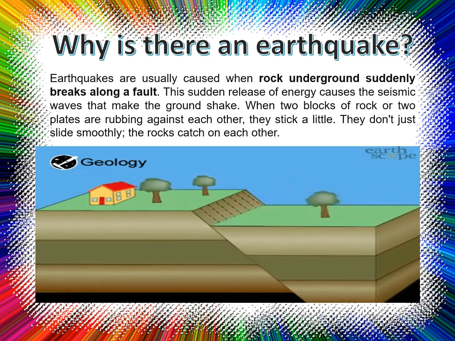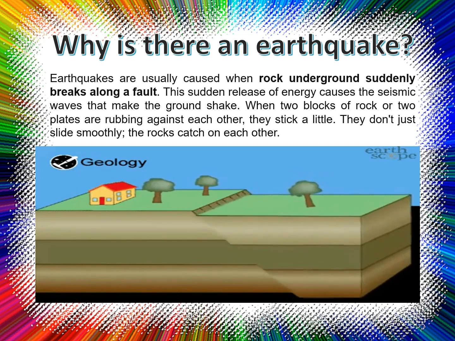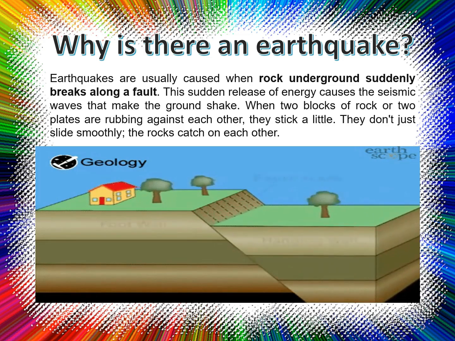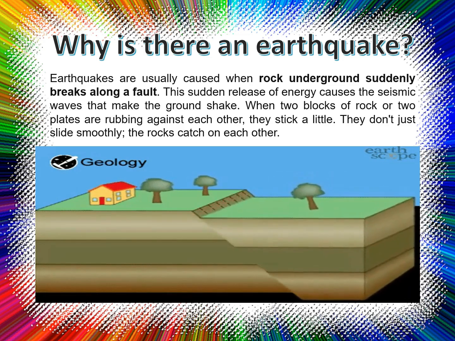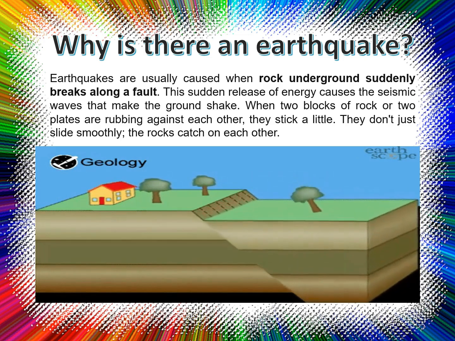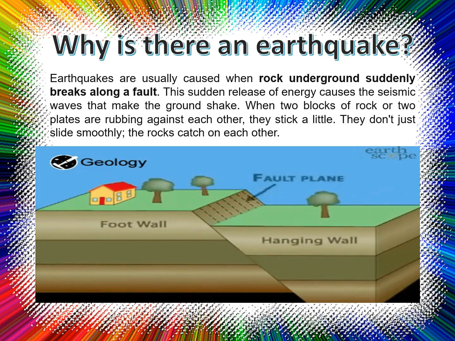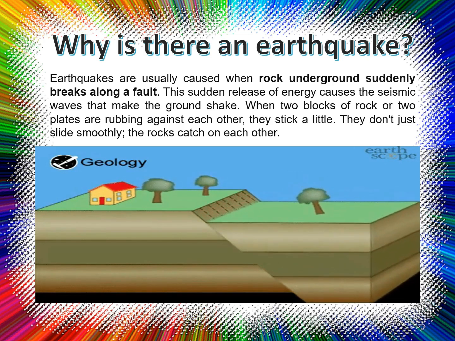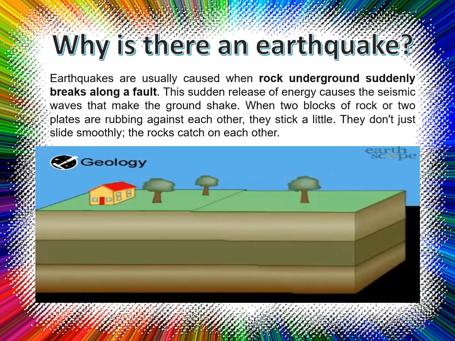Earthquakes are usually caused when rock underground suddenly breaks along a fault. This sudden release of energy causes the seismic waves that make the ground shake. When two blocks of rock or two plates are rubbing against each other, they stick a little. They don't just slide smoothly, the rocks catch on each other.